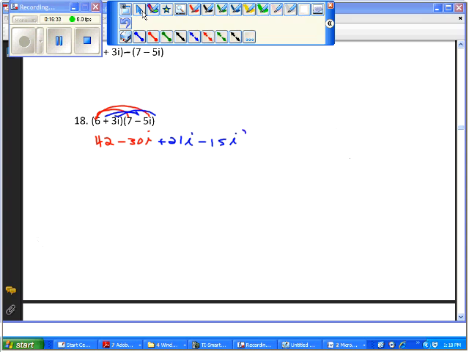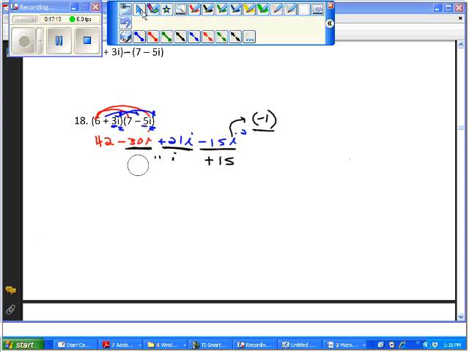squared. You multiply the numbers, negative 15, and you multiply the names, and you get a new name. When you multiply with like bases, you add the exponents. i to the first times i to the first is i to the second. Now, what's i to the second? Negative 1. And what is negative 15 times negative 1? Positive 15. And then here we can combine like terms. Negative 30i plus 21i is negative 11i.